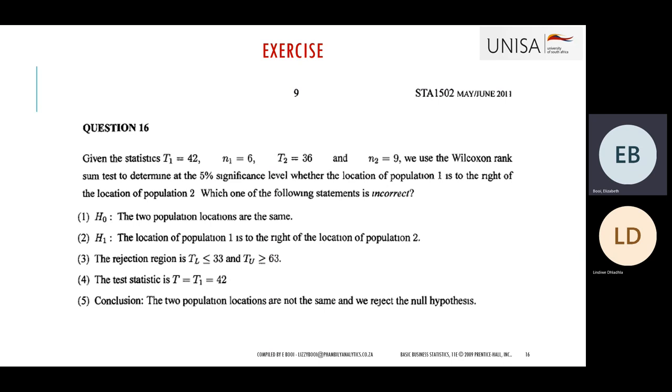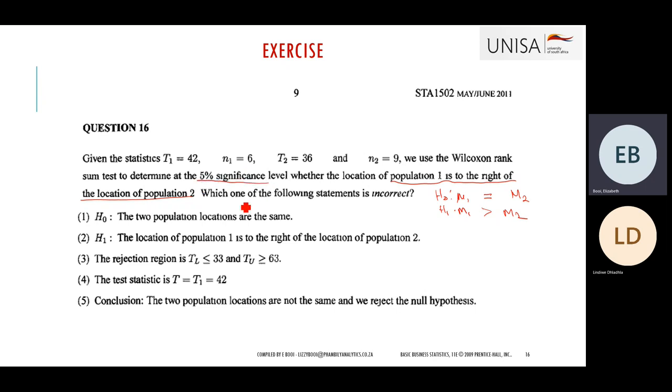So what is the question asking us? They want us to test the hypothesis that our population 1 is to the right of population 2. It's to the right of population 2, so therefore it means it will be greater than. So it's a one-tailed test. The null hypothesis states that the median of population 1 is equal to the median of population 2, and our alternative, which is H1, will say the median of population 1 is greater than the median of population 2. That is the hypothesis that we want to test.